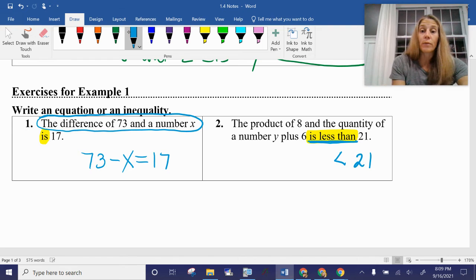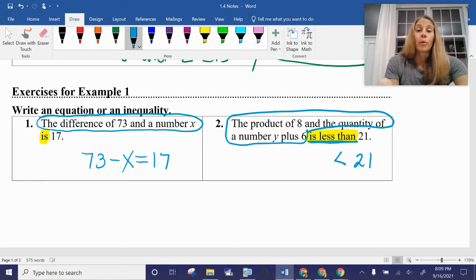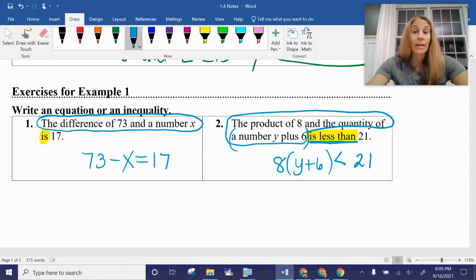Now I look at the rest of the problem, all of this part, and see if I can do my expression. The product of 8 and the quantity of, so I know whatever comes after that is going to be in parentheses, a number y plus 6. So we know that's in parentheses because it said the quantity of y plus 6. And the product of 8 and that quantity, so I have to multiply my 8 to that quantity.